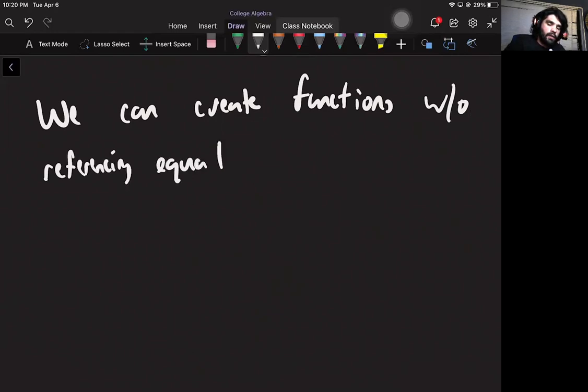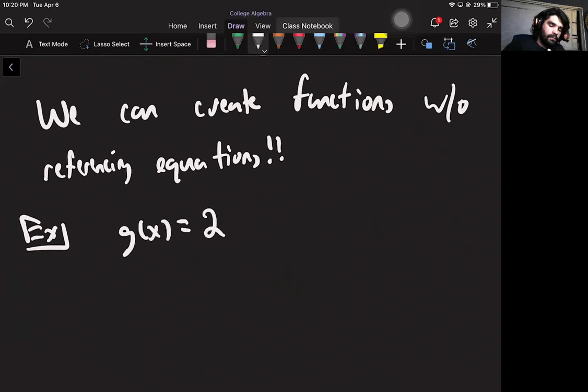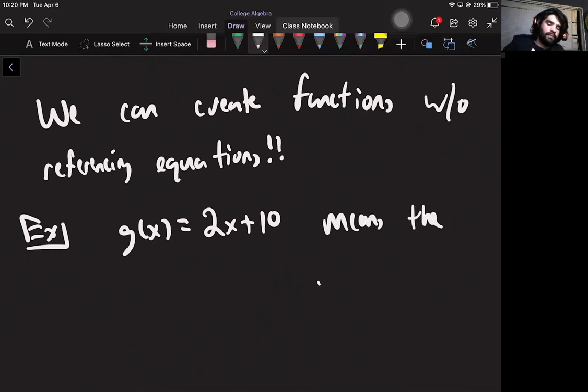So we don't have to reference equations at all. Equations are kind of a hassle to work with because you have to constantly worry about whether they're a function or not. So we just start with a function directly by writing something like this. Now I've created a different name. This function is called g, so it means the function is named g instead.